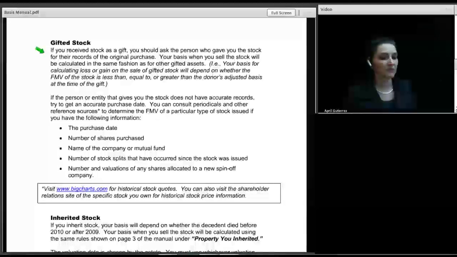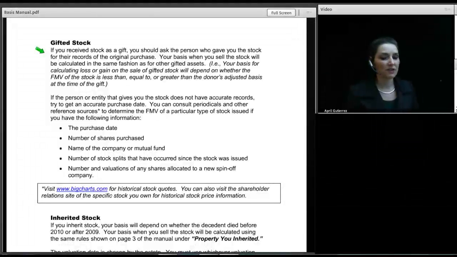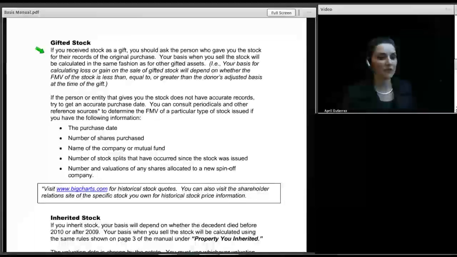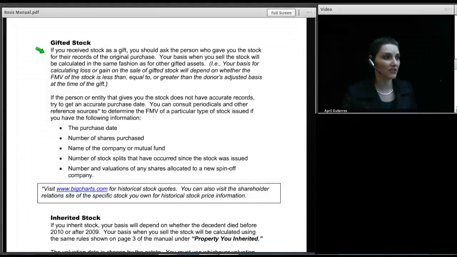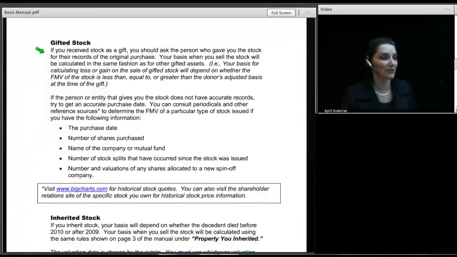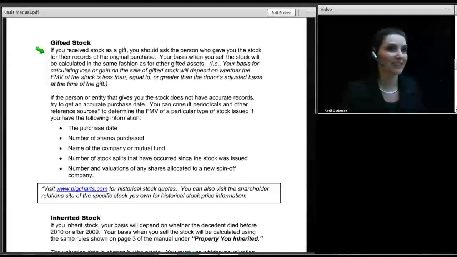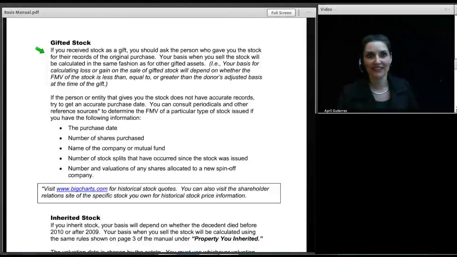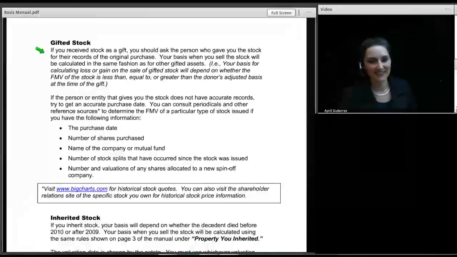And what happens if you receive stock as a gift? Well, if you receive stock as a gift, you should ask the person who gave you the stock for their records on the original purchase. So if your parents gave you stock, the first thing you should do is say, hey, thanks, Dad. Can I please have your record of purchase? I need to know how much you paid for the stock, Dad. I need to know how much your gift cost you. So you do have to look that gift horse in the mouth directly.